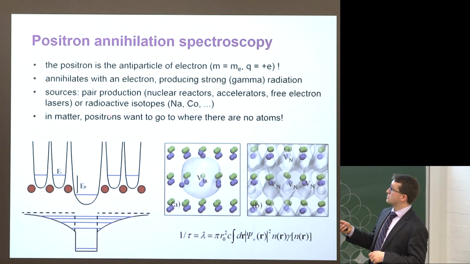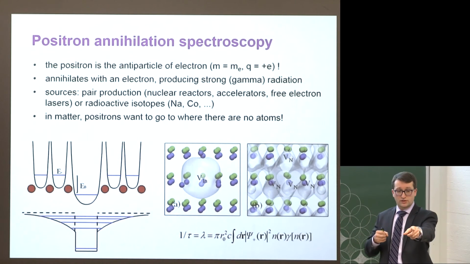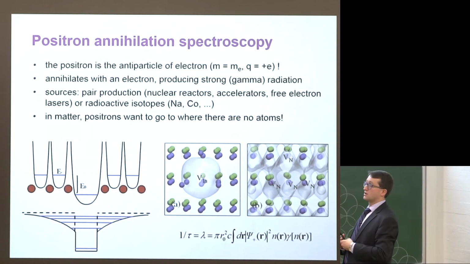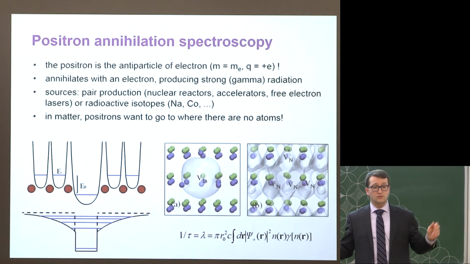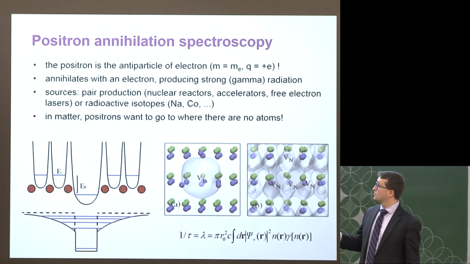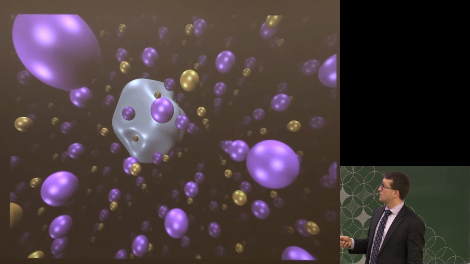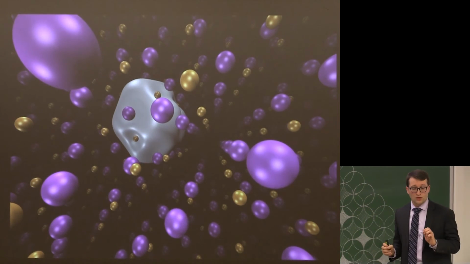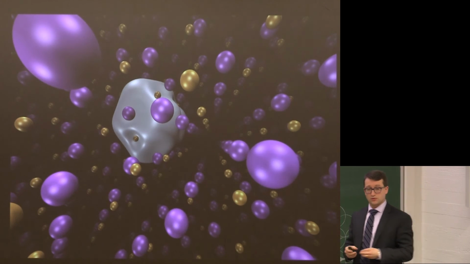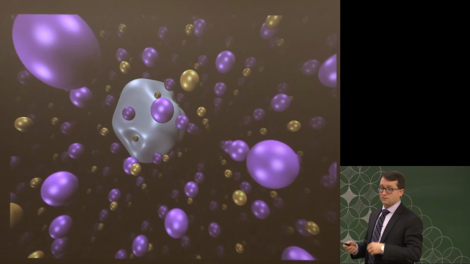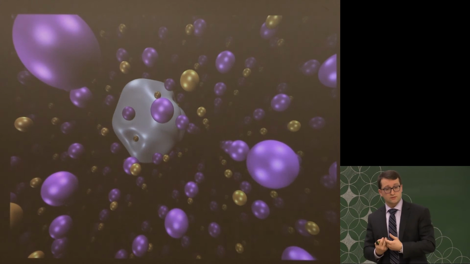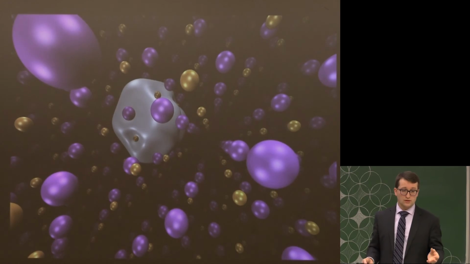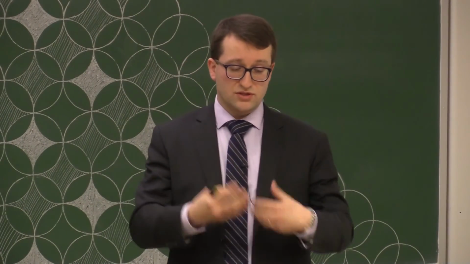And in matter, if you put a positron inside this sort of crystalline lattice, the positrons will want to go where the atoms are not. So they like to be in between the atoms. And if you remove one atom from the lattice, the positron, which is the gray blob here, likes to localize itself into this part where there were no atoms. And by studying the radiation that comes out, we can actually tell what atoms were missing, how many atoms are missing, what is the density of these sort of defects.